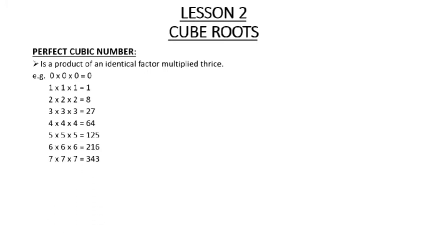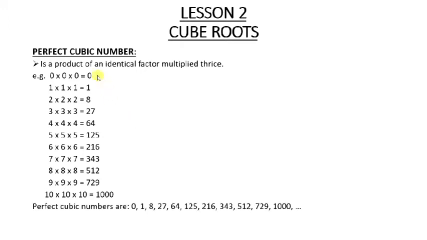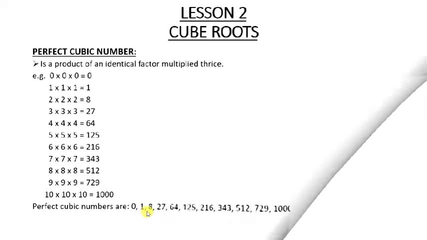7 times 7 times 7 is giving us 343. 8 times 8 times 8 is giving us 512. 9 times 9 times 9 is giving us 729. 10 times 10 times 10 is giving us 1000. Now, those answers we have found, after multiplying numbers by themselves 3 times, are what are known as perfect cubic numbers.